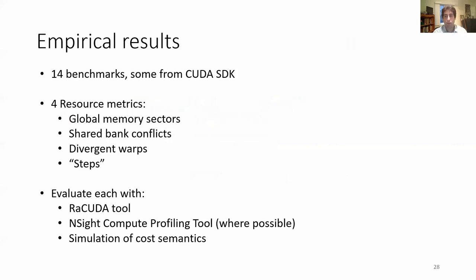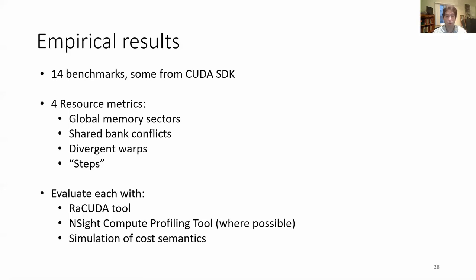Returning now to our implementation of the resource analysis, we've evaluated the analysis tool on a number of benchmarks. Some of these are benchmarks that were distributed with the CUDA SDK, and some were written or modified by us. We used 4 resource metrics. 3 correspond to the bottlenecks we've been discussing throughout the talk: global memory sectors, shared bank conflicts, and divergent warps. And 1 is a metric we call steps that counts abstract evaluation steps.